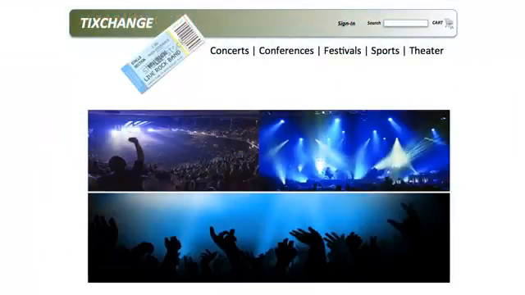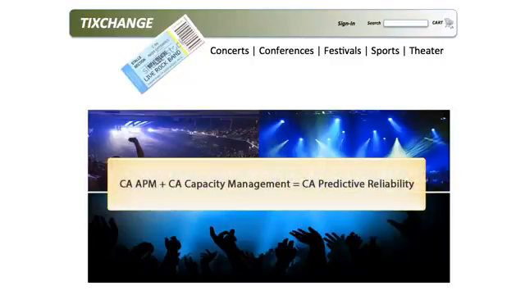In our example use case today, our online ticketing service, Tixchange.com, just won a 12-week contract to sell tickets for the world tour of an insanely popular teenage boy band. But there are concerns that the data center infrastructure is capable of handling the extra traffic anticipated for this extremely popular concert. With the CA Application Performance Management and Capacity Management solutions working together to bring them predictive reliability, they have the right set of tools to determine the exact amount of capacity needed to handle the increased load. Let's see how this works.